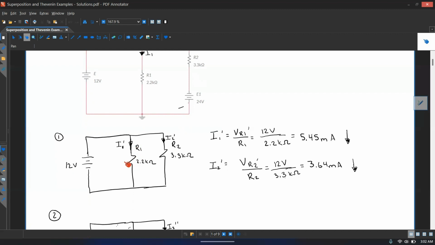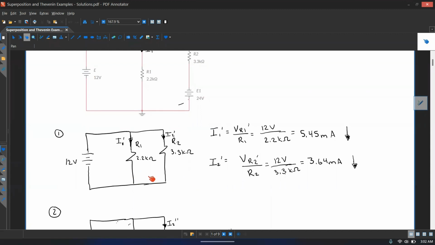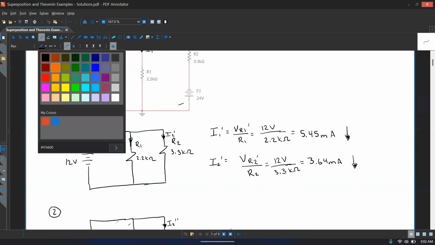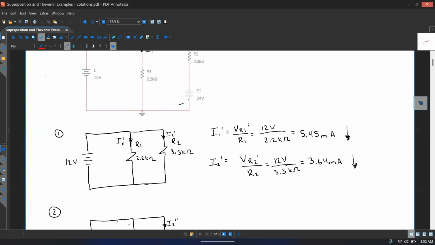And so from here, this is just a simple parallel circuit. You can just do a simple Ohm's law. We know the voltage across each resistor, which is the 12 volts. But there's a couple key things that you need to note whenever you are doing this. And this is just my method of doing it: you want to label the currents that are flowing through each resistor accordingly, and make note of the direction that the current is flowing in.